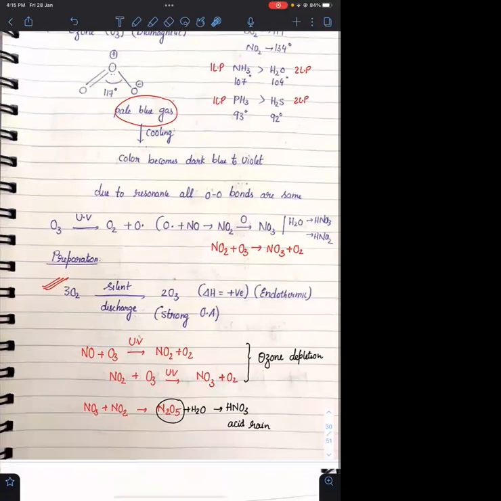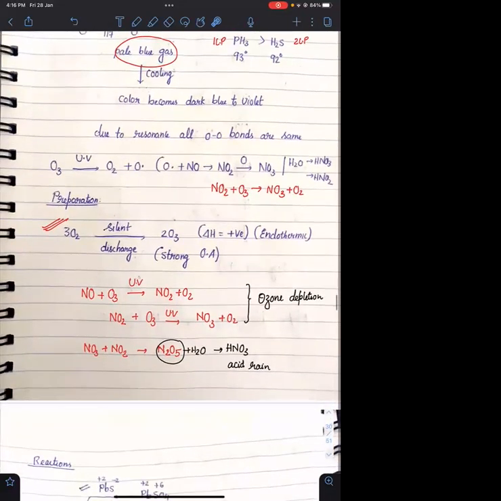Here I am writing the sequence of reactions for you. NO, you can show that reaction either with nascent oxygen or with O3 in the presence of UV light, which leads to the formation of NO2 plus O2. This NO2 again reacts with O3 in the presence of UV light to form NO3 plus O2. This NO3 reacts with NO2 to form N2O5. This N2O5 upon dissolution in water produces HNO3, which is nothing but acid rain. You can also mix this NO2 in water. It will produce HNO2 plus HNO3. Hence, NO2 is called a mixed anhydride. Remember?